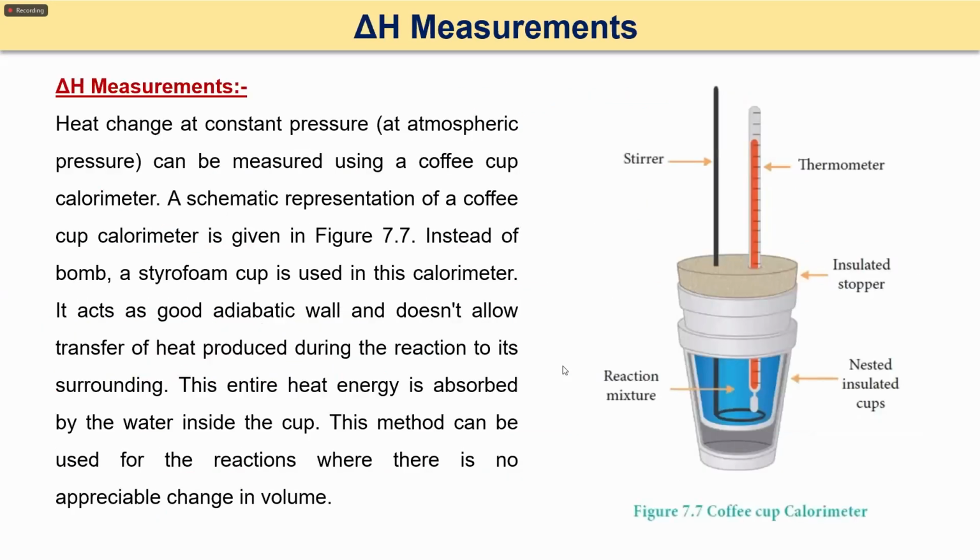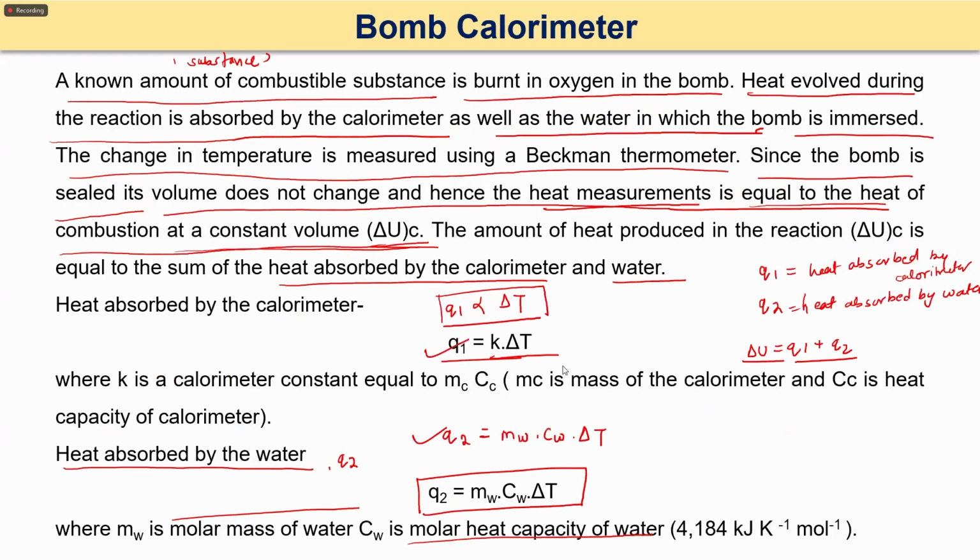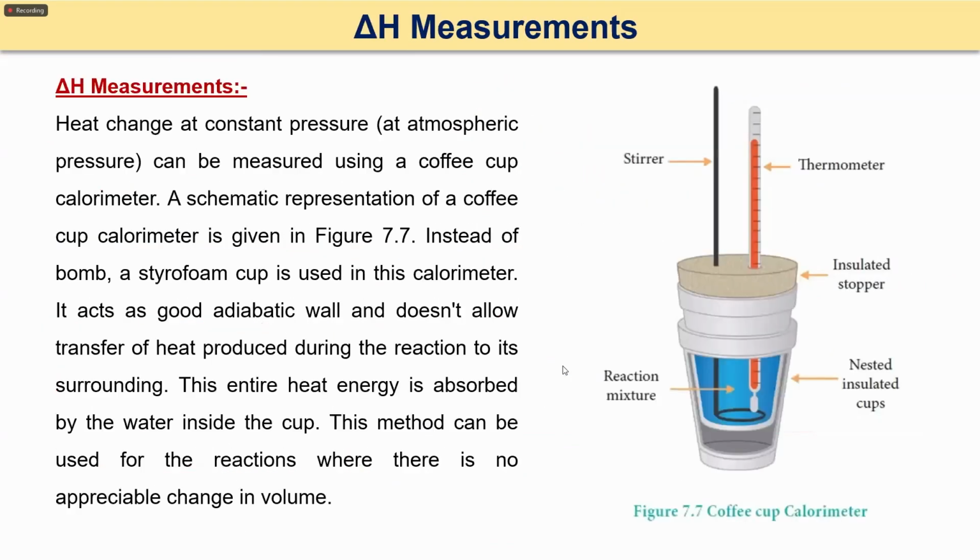So now you can measure delta U. How can you measure delta H? In order to measure delta H, a coffee cup calorimeter is used. Delta H is the heat change at constant pressure. Here, this is atmospheric pressure, and it can be measured using a coffee cup calorimeter.